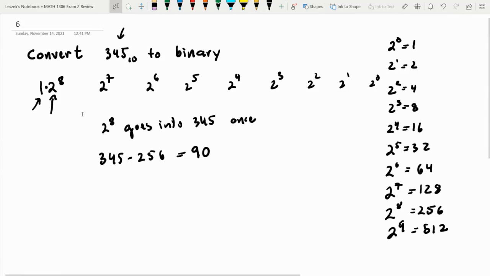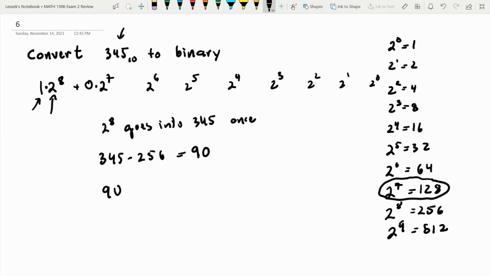Okay, so now we look for 2 to the 7. Does 128 go into 89? No. So this means that we don't have any 2 to the 7th terms, so 0, to indicate that 128 does not go into 89. Okay, does 64 go into 89? Yes. And it goes in once.